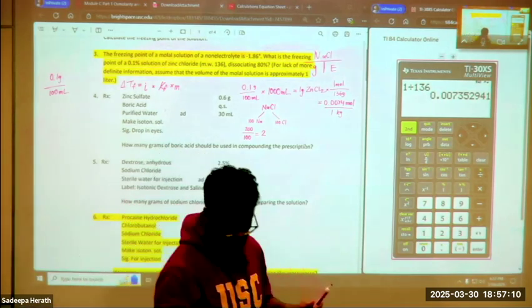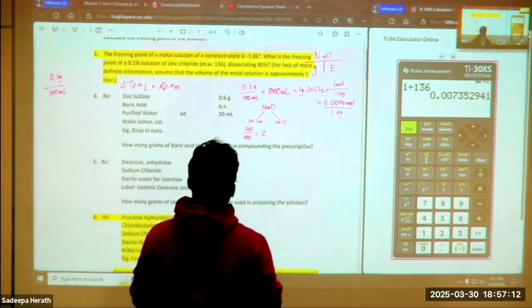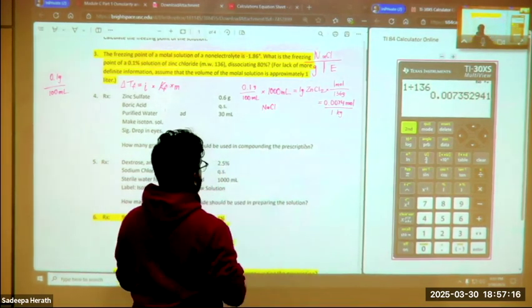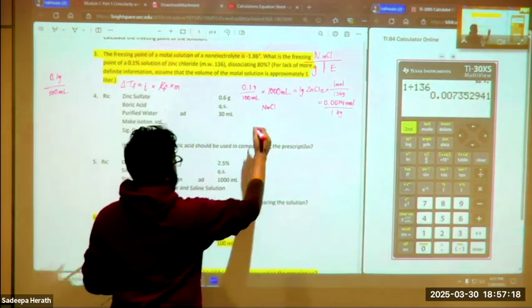Now, this is saying 80% dissociation. So there's going to be some additional parts to this.